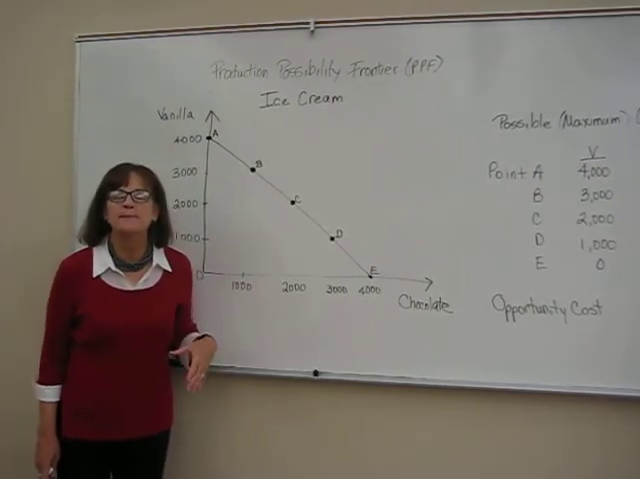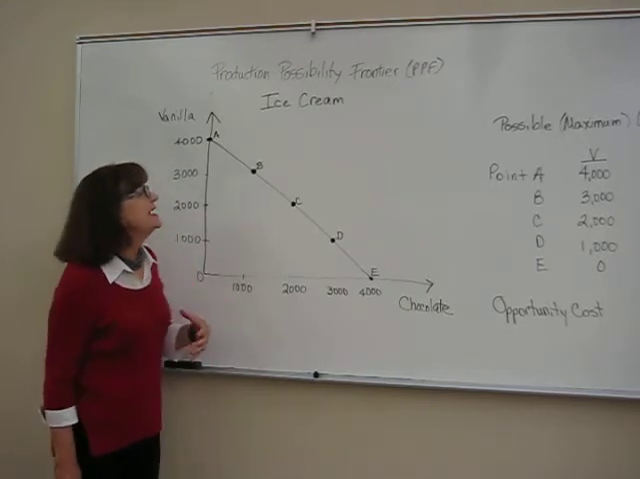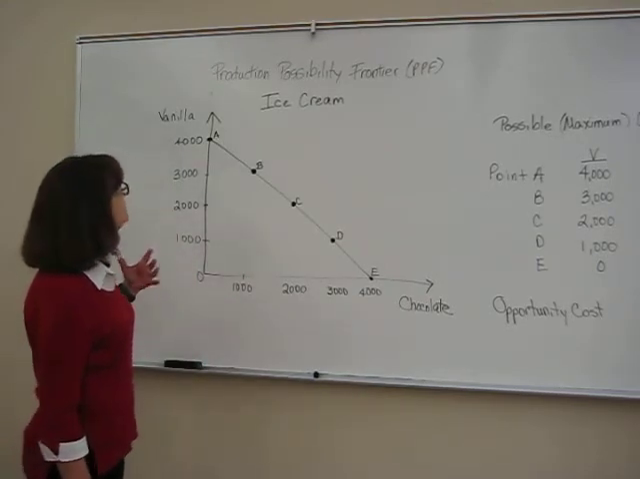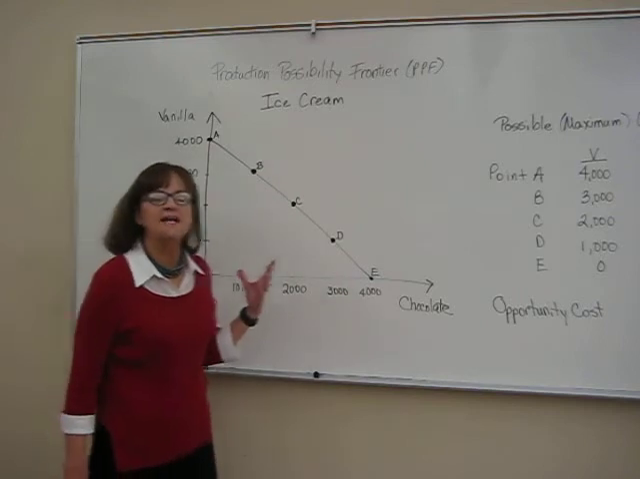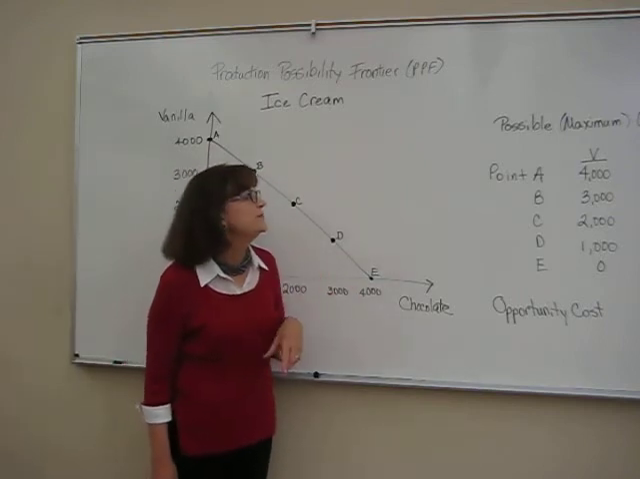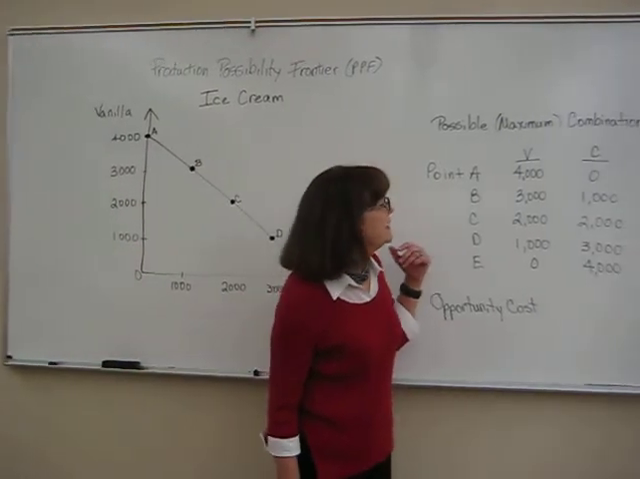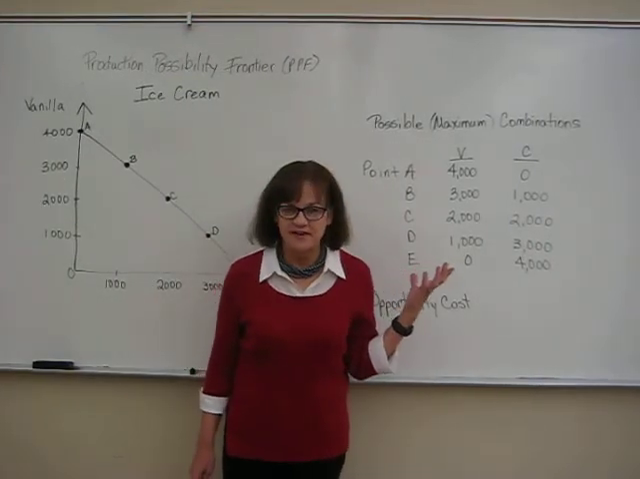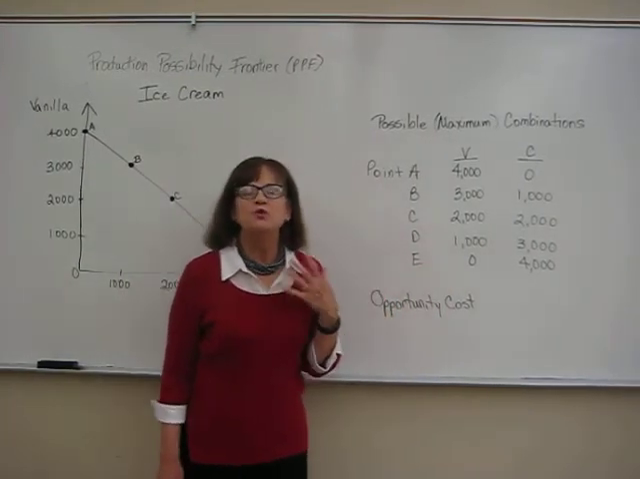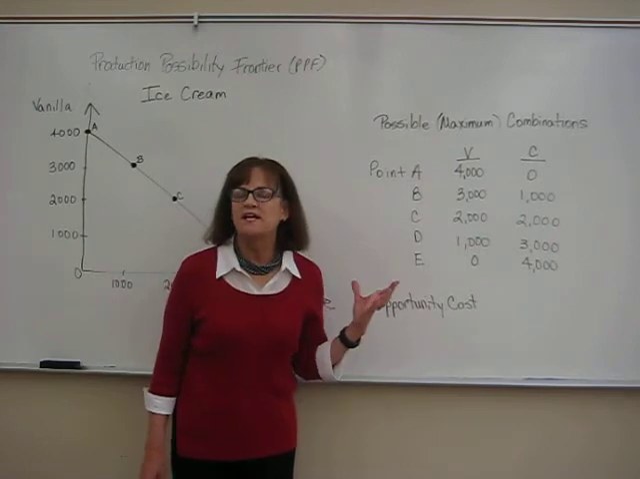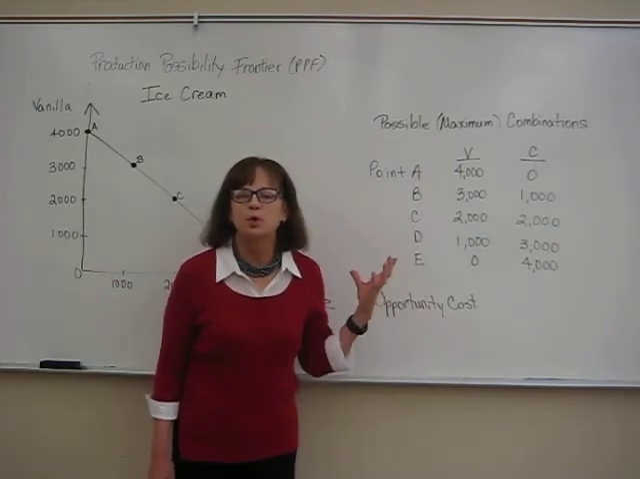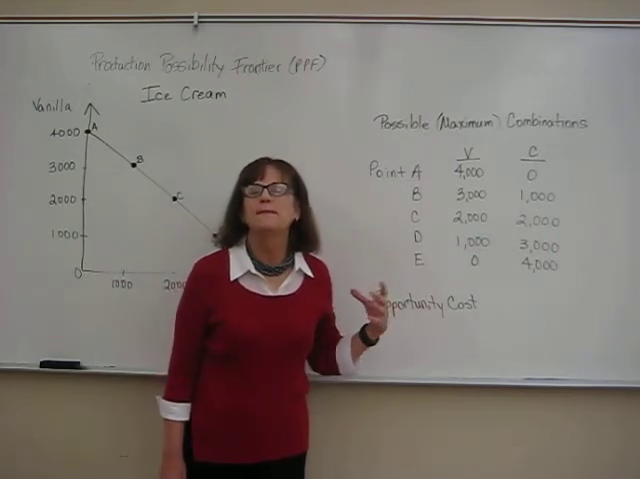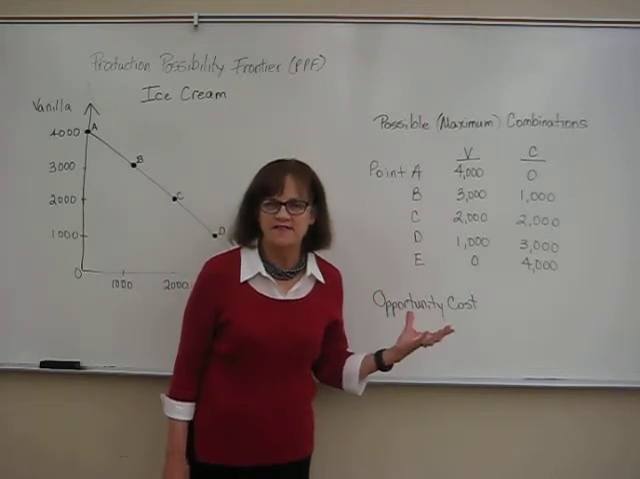We are using the simplest possible example, an ice cream factory. The ice cream factory can either produce vanilla ice cream or chocolate ice cream. The ice cream factory is capable of producing 4,000 gallons of ice cream a day. They use one factory, one set of equipment, one set of employees, and a set of raw materials or ingredients to make the ice cream.